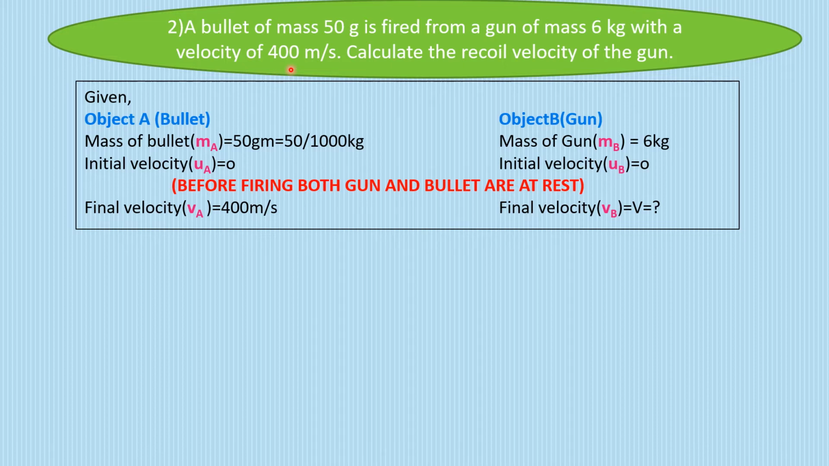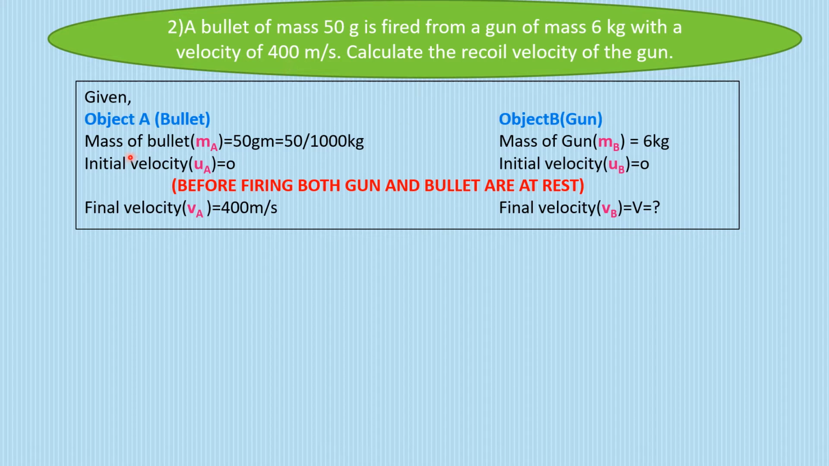I mentioned earlier too that bullet and gun, rifle and bullet, pistol and bullet. In all these cases, before collision means the situation before firing. Before firing, both the gun and bullet are at rest, so their initial velocity is going to be 0, no matter what is given in the question. Don't get confused. So with a velocity this much, it is fired.